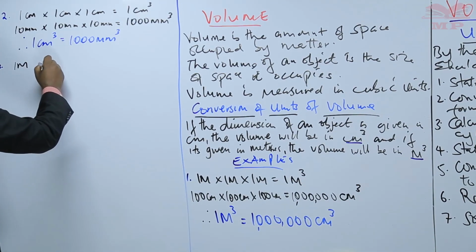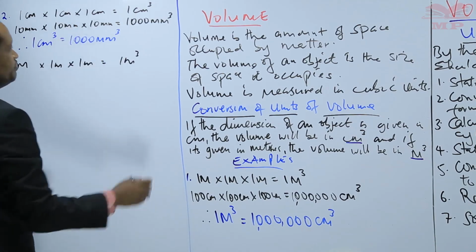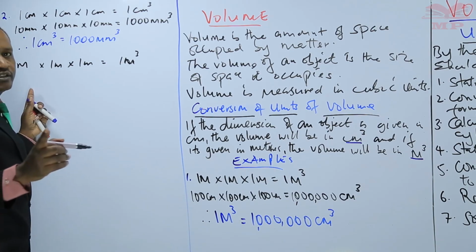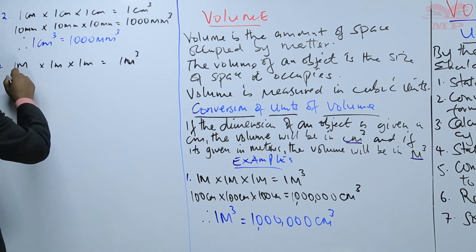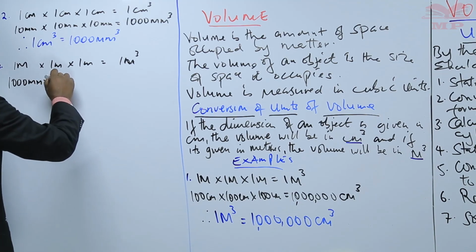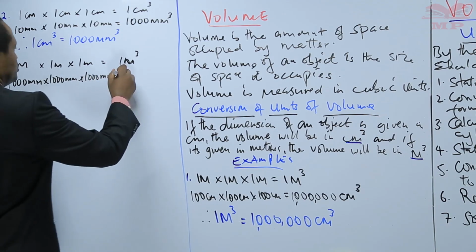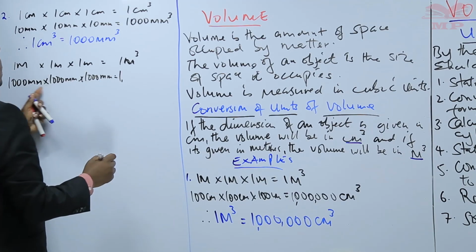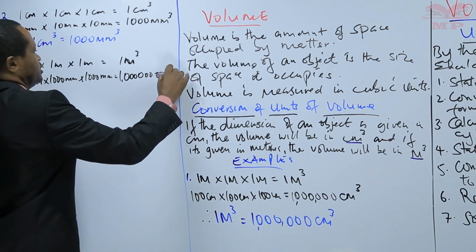Let's have another conversion, that is number 3. 1 meter times 1 meter times 1 meter is equal to 1 cubic meter. And we know that 1,000 millimeters is equal to 1 meter. So here we have 1,000 millimeters times 1,000 millimeters times 1,000 millimeters. How many zeros? 1, 2, 3, 1, 2, 3, 1, 2, 3, that is 9 zeros.